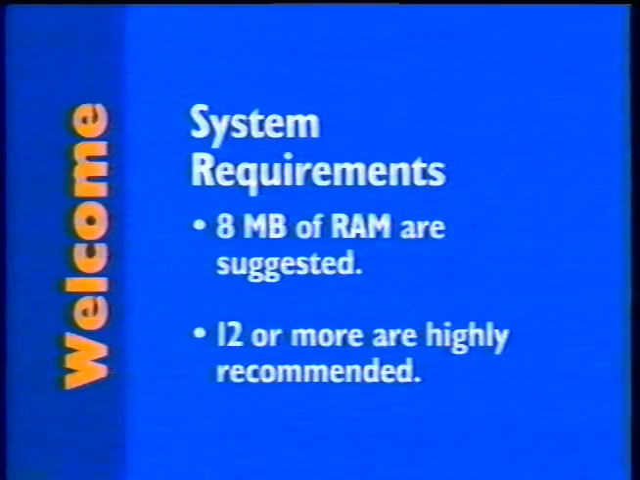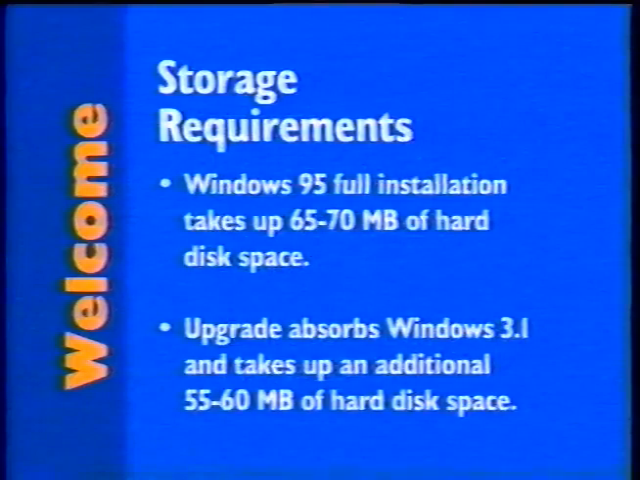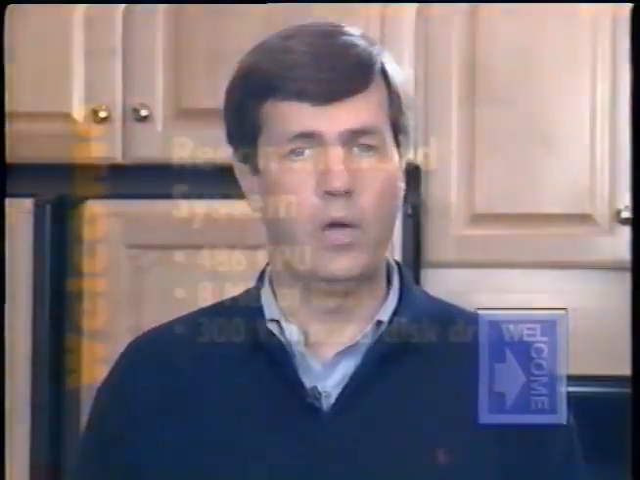The existing Windows 3.1 system requires about 10 megabytes of hard drive space. 95 requires 65 to 70 megabytes of hard drive space, but because it is an upgrade, it will absorb 3.1, so you'll only need about 55 to 60 megabytes of additional space in order to upgrade. And the programs written for Windows 95 will inevitably be larger than those for Windows 3.1, requiring a larger hard drive to store them and to store the data files you create with them.